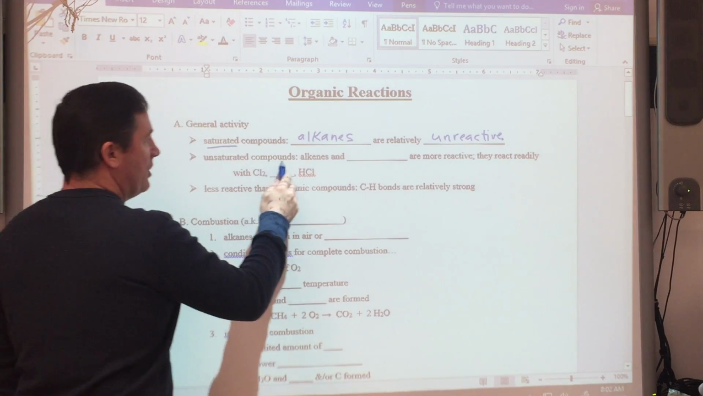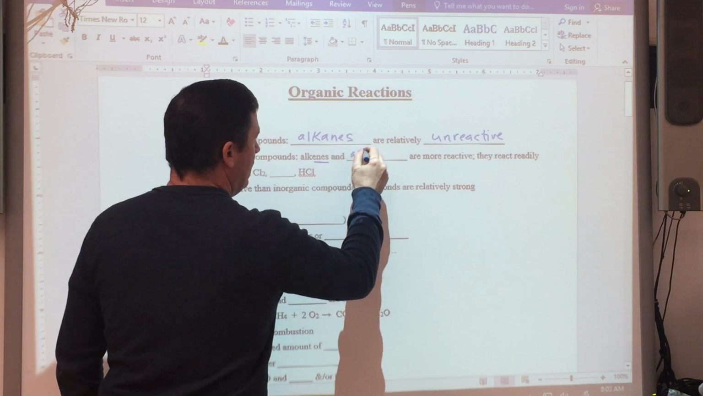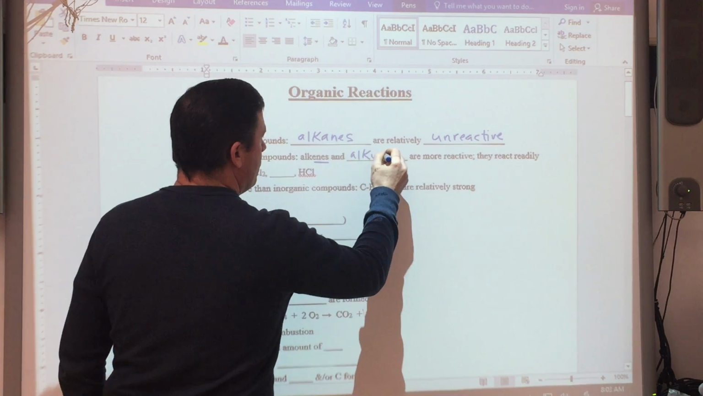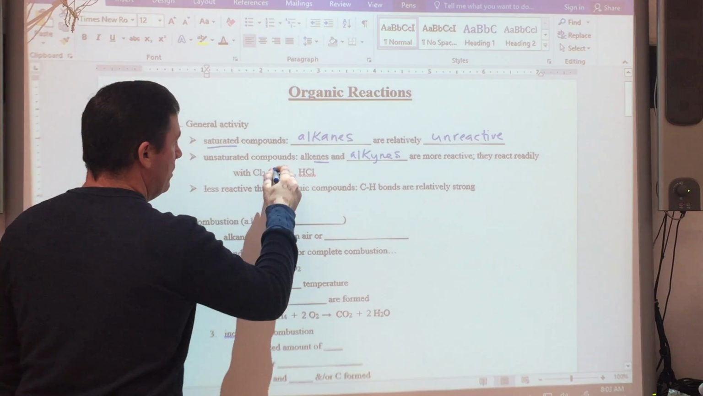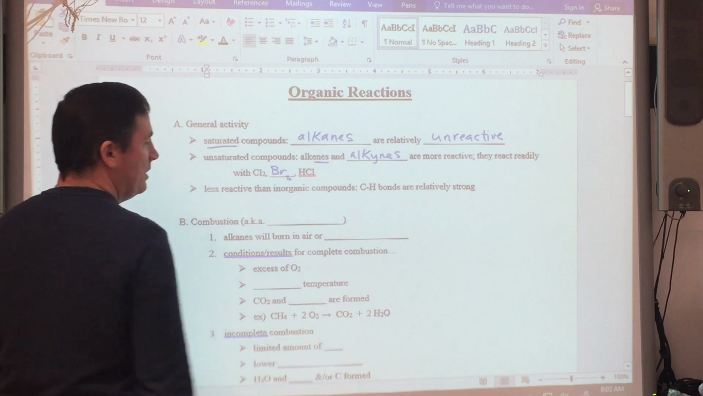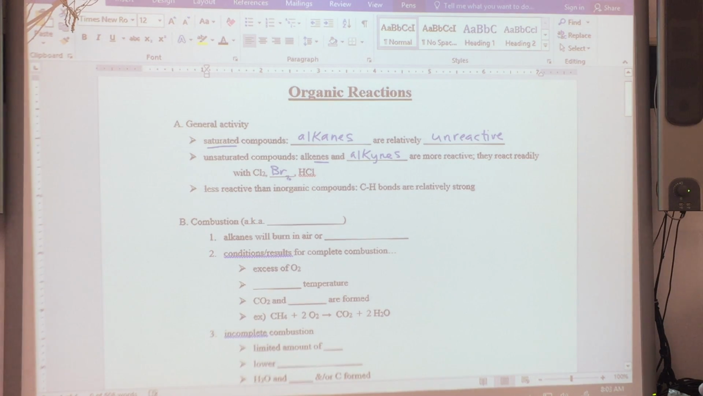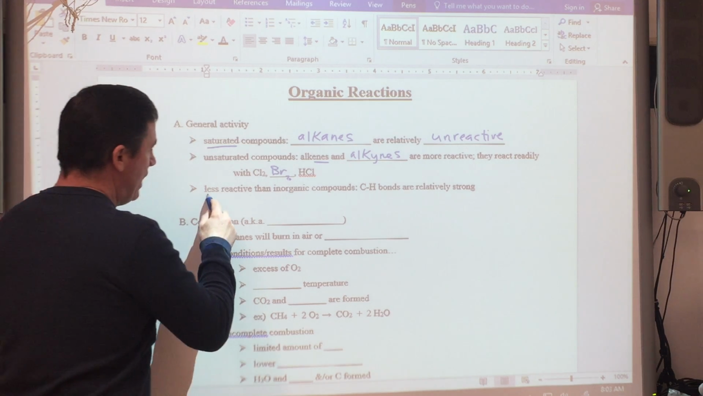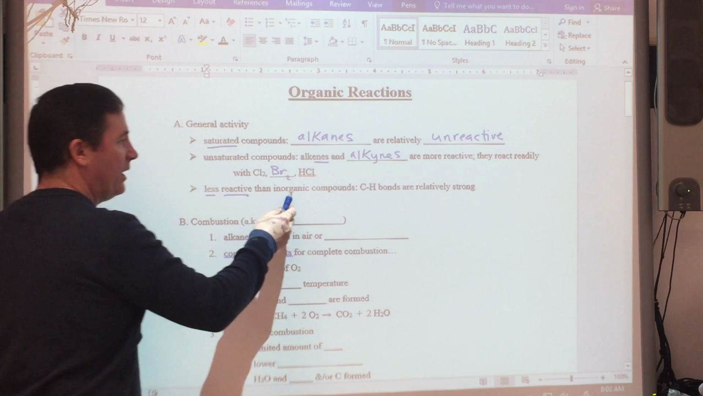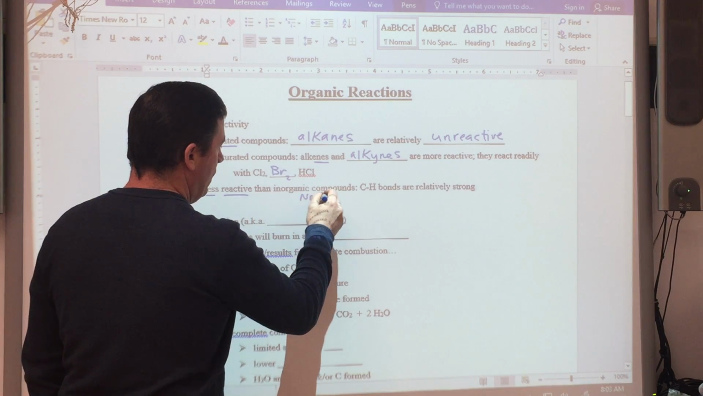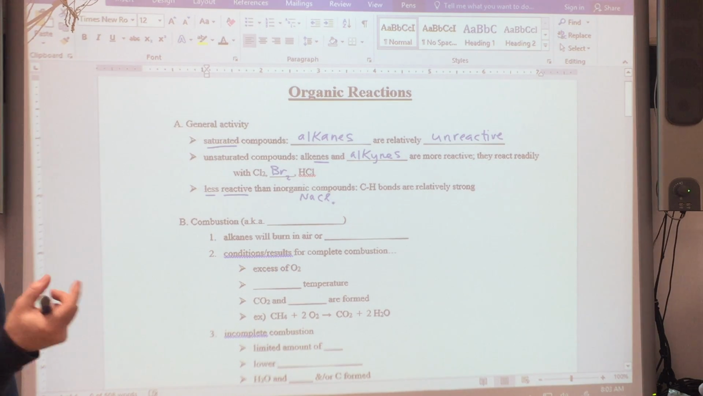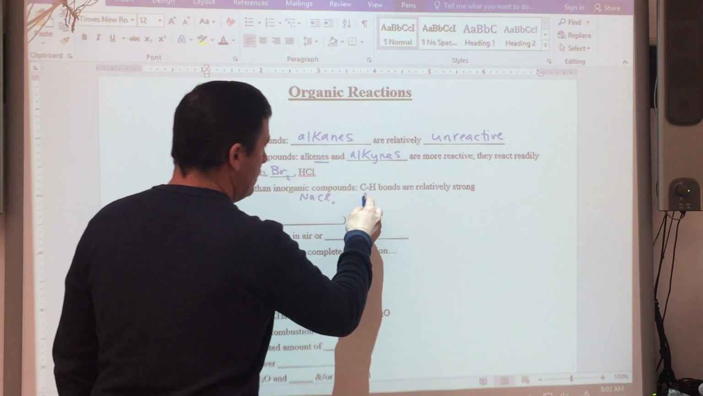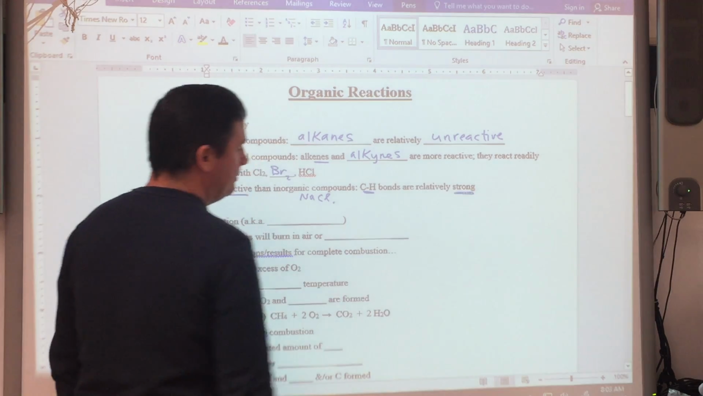But if you have unsaturated compounds like the alkenes and the alkynes, they are more reactive. And they tend to react with chlorine gas, bromine, and hydrochloric acid, HCl. However, in general, they are less reactive than your inorganic compounds like sodium chloride or anything else that's ionically bonded. Why? Because these bonds are pretty strong.